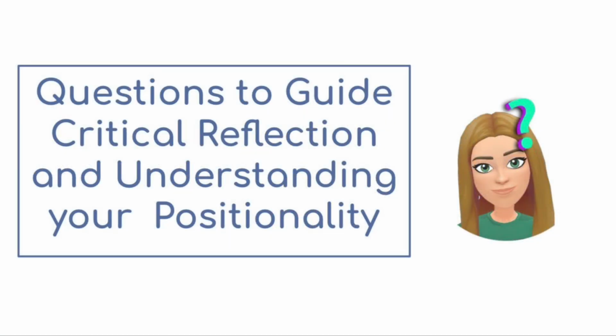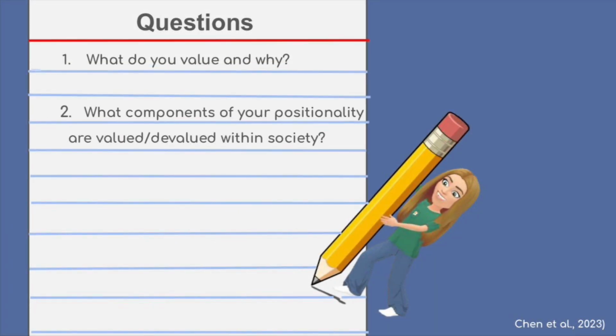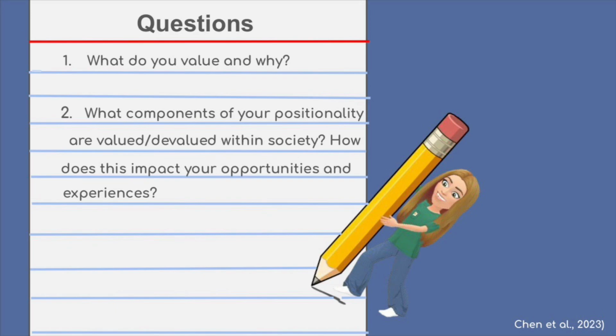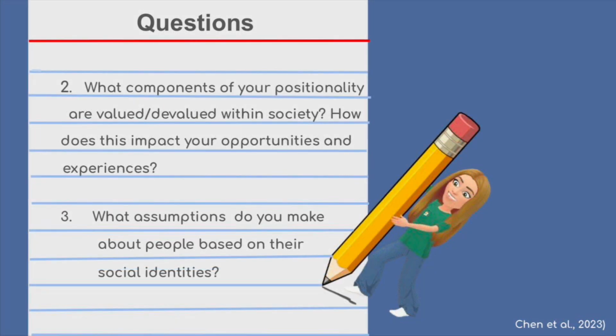A few questions to help guide you in critically reflecting and understanding your positionality. 1. What do you value, and why is this something that you value? 2. What components of your positionality are valued or devalued within society? How does this impact your opportunities and experiences? 3. What are some assumptions you make about people based on their social identities? Where did these assumptions come from, and how might this impact your interactions with others?